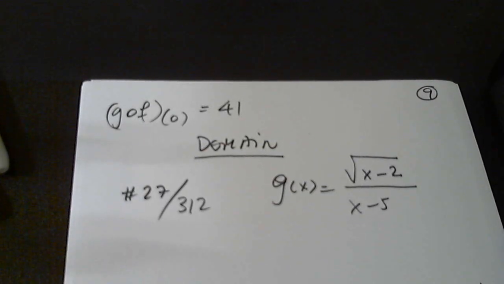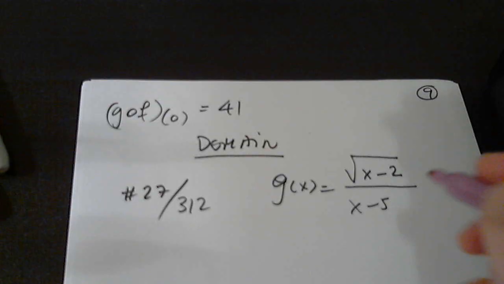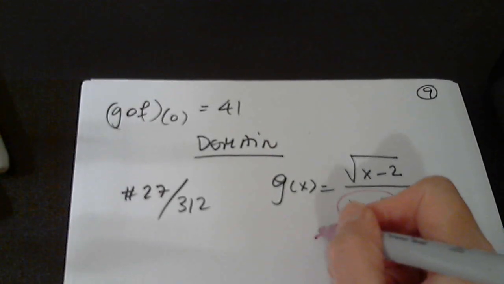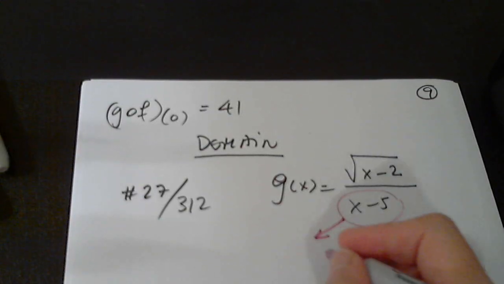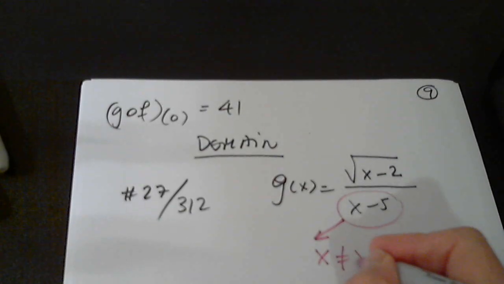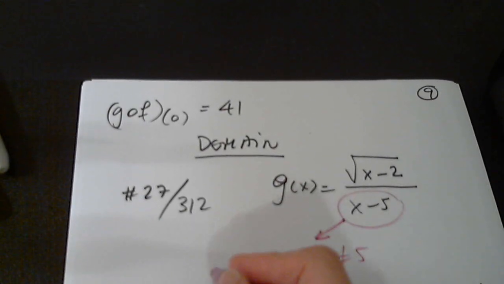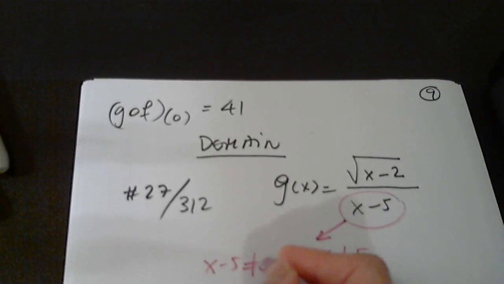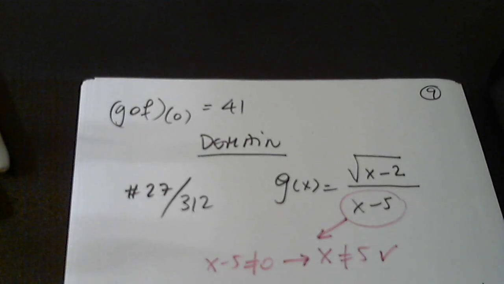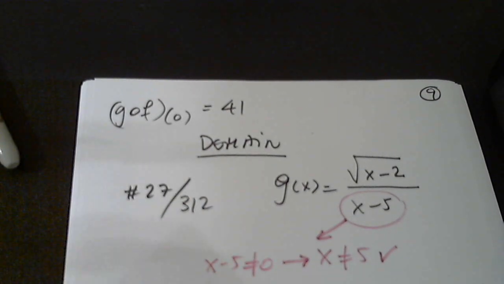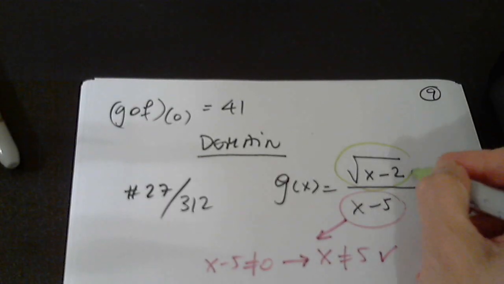The denominator. Excellent. What will you say about the denominator? Definitely, we have to write a restriction. What is it? X cannot equal 5. X cannot equal 5. In other words, the restriction starts with x minus 5 not equal 0, which we write as x not equal 5. Excellent. Perfect. Now let's talk about the numerator. Is there a potential problem with the numerator?